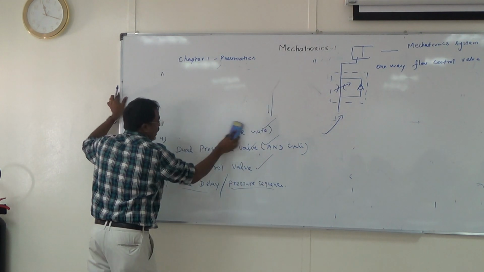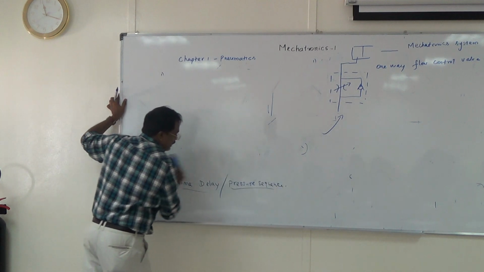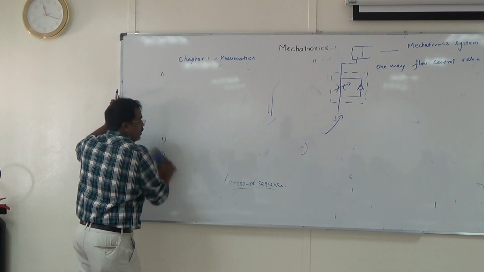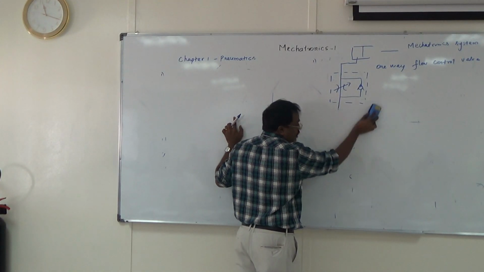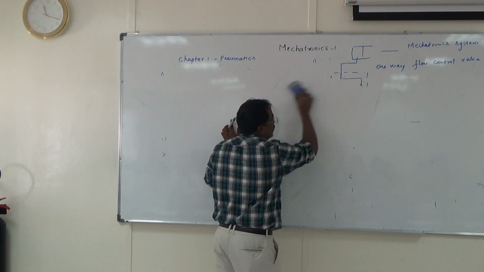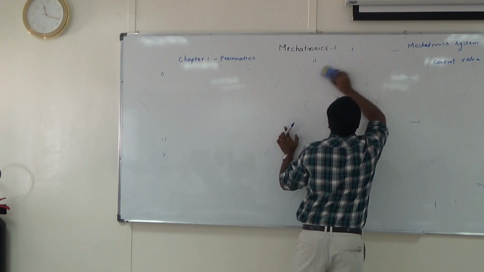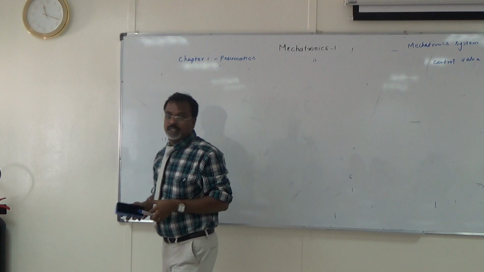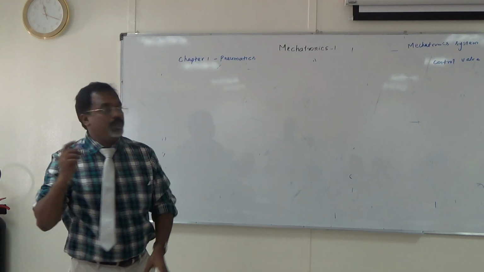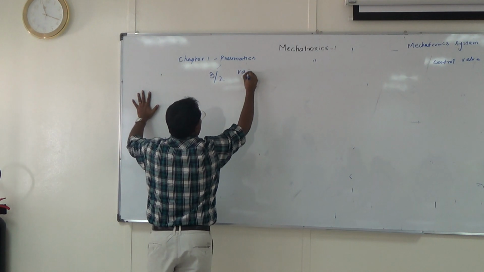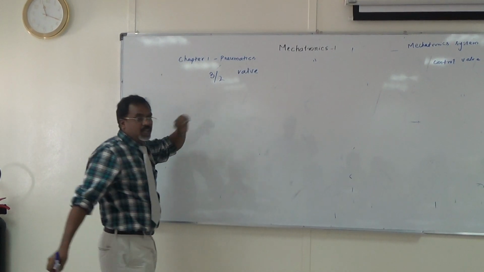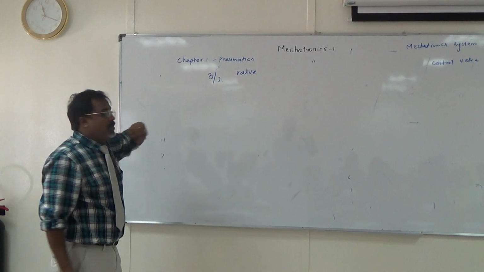So the 3/2 way valve, first I am going to explain. Why 3/2 way valve? 3 is for holes. Holes means ports, P-O-R-T, ports. 3 for ports and 2 for positions. See the 3/2 valve. But this is not the 3/2 valve yet; first I will explain and then I will add some more things. The meaning of 3.